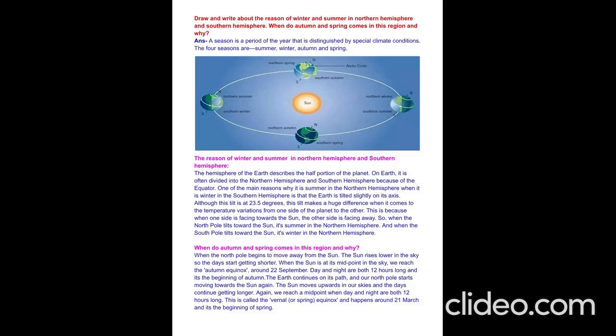The Earth continues on its path, and our North Pole starts moving towards the sun again. The sun moves upwards in our skies and the days continue getting longer. Again, we reach a midpoint when day and night are both 12 hours long. This is called the vernal or spring equinox and happens around 21st March and it's the beginning of spring.